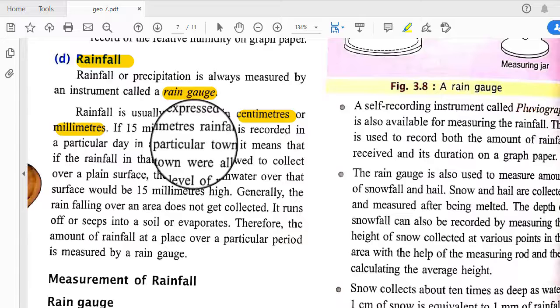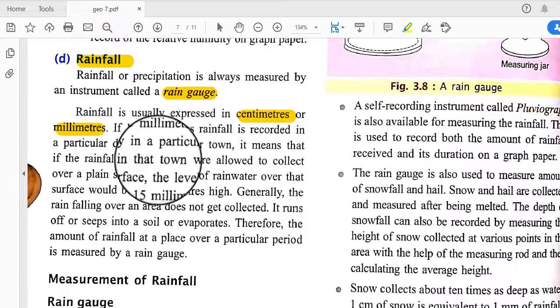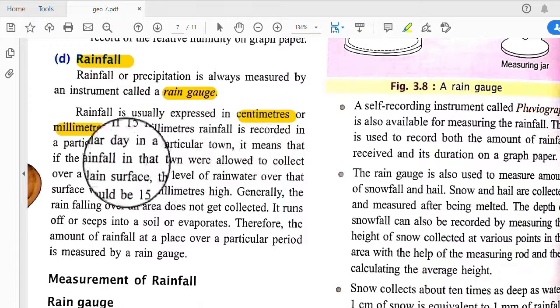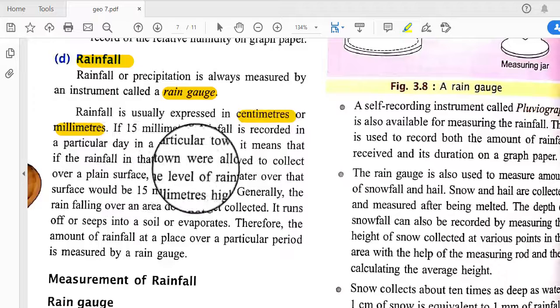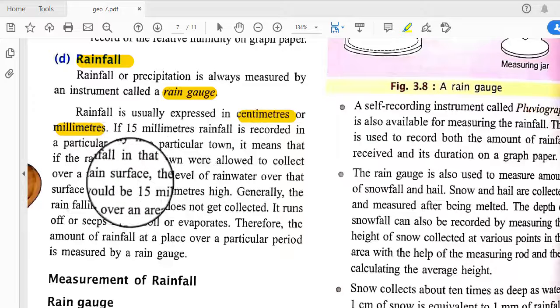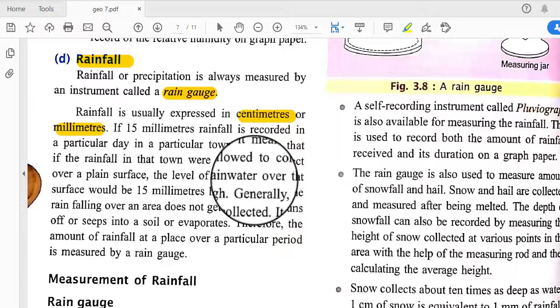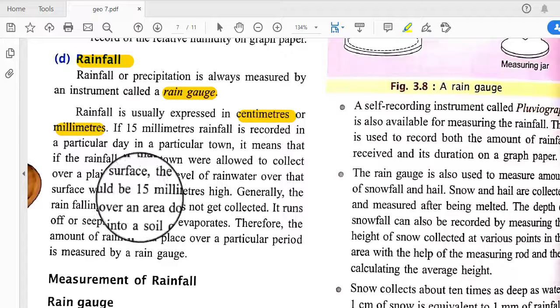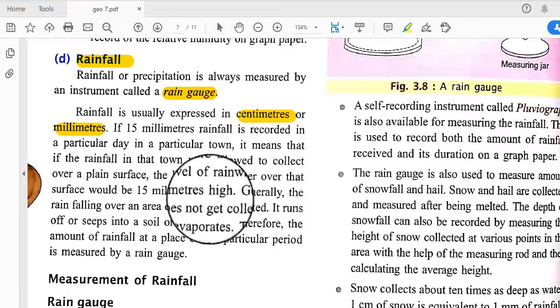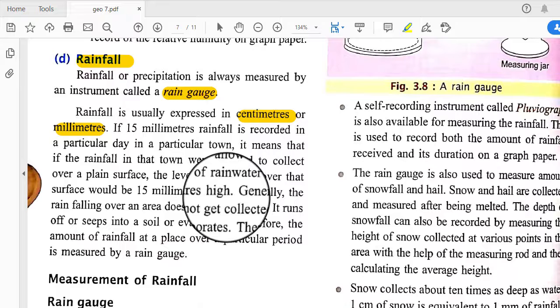If 50 millimeters of rainfall is recorded on a particular day in a particular town, it means that if the rainfall in the town were allowed to collect over a plain surface, the level of rainwater over that surface would be 50 millimeters high. Okay, so this is the amount of rainfall.